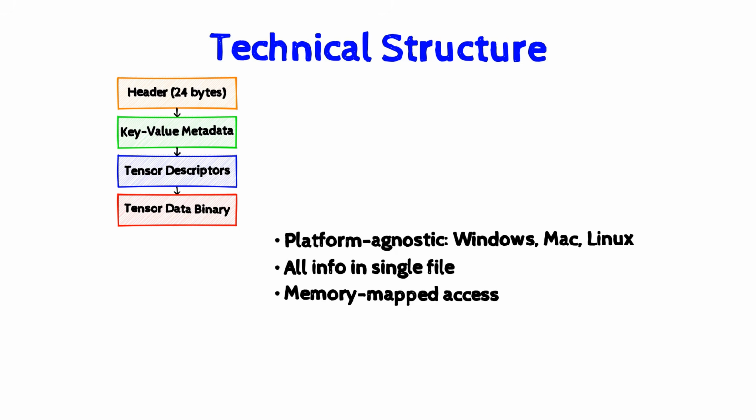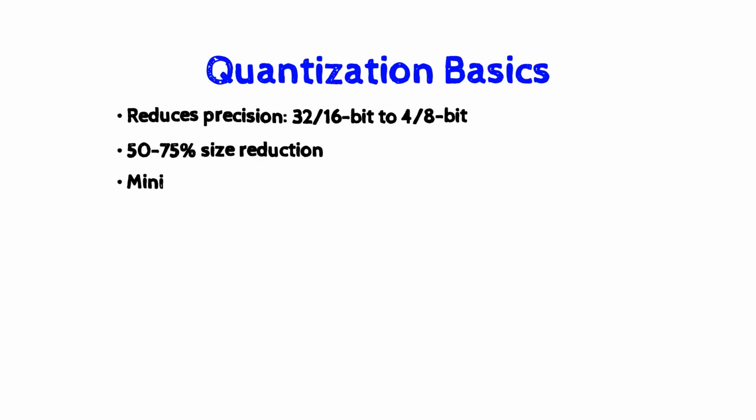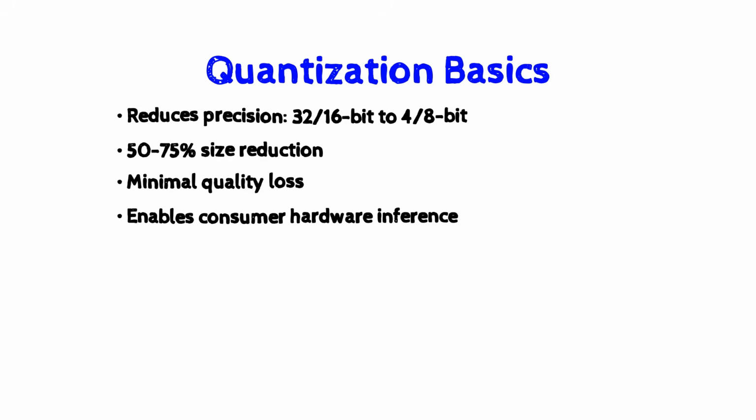Quantization is the key technology that makes GGUF so efficient. It reduces the precision of model weights from 32-bit or 16-bit floating point numbers to lower precision formats like 4-bit or 8-bit integers. This process can reduce model size by 50 to 75% while maintaining most of the model's performance. There is a small trade-off in accuracy, but for most applications, the quality difference is negligible compared to the massive memory savings. Quantization is what enables running large models on consumer hardware that would otherwise require expensive GPUs.